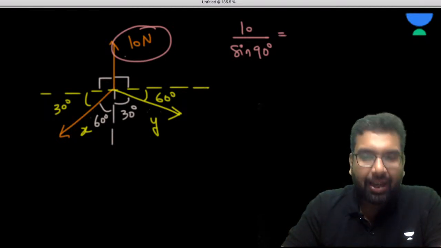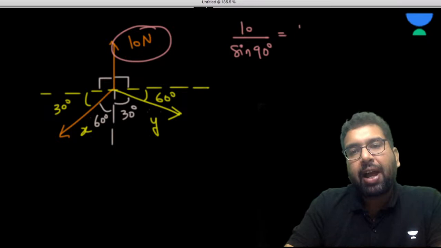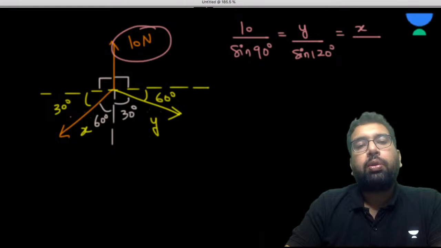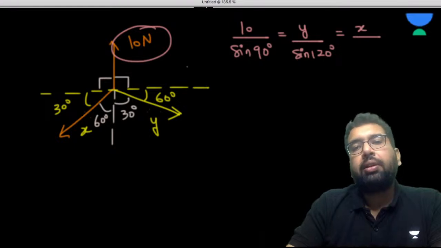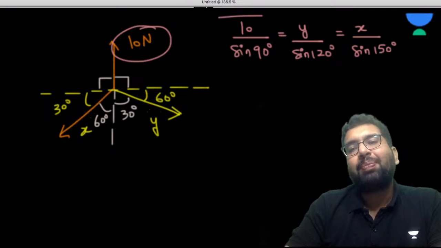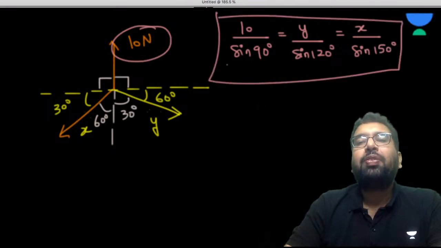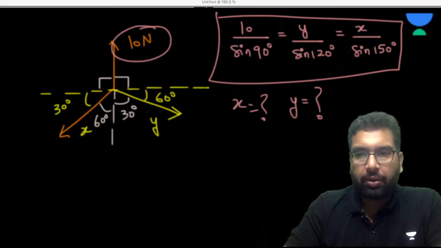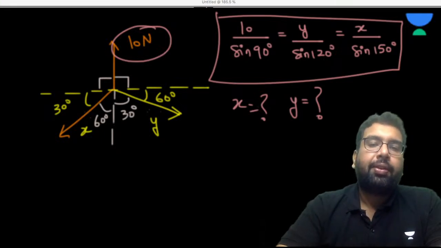Now this is going to be y upon, and what are the other two vectors? x and 10. So this is going to be sine 120, and then x upon, the angle between the other two, sine 150. Very, very simple. Now this way, can you find the x also? Can you find the y also? Do you agree or not? Please answer me.